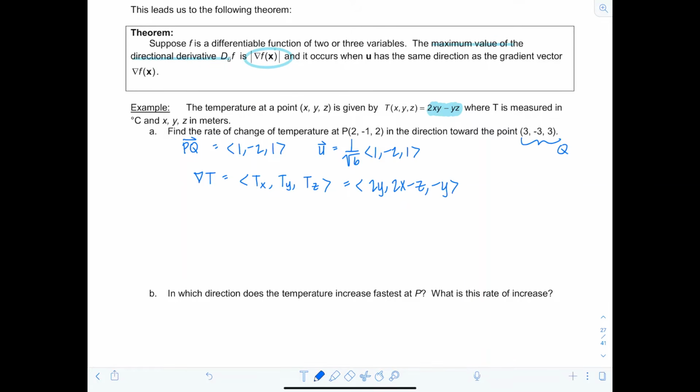Now I need to evaluate the gradient at the point P, because they wanted the rate of change at P. So that's the point that I'm evaluating it at: (2, -1, 2). That will give me components negative 2. 2 times 2 minus 2 is 2 again. But we've got to write a nice 2, don't we? That's much better. And then negative y, that's going to be positive 1. All right, so now we're ready to put it all together.